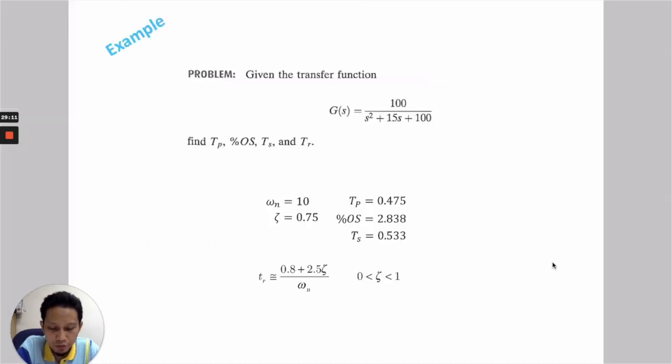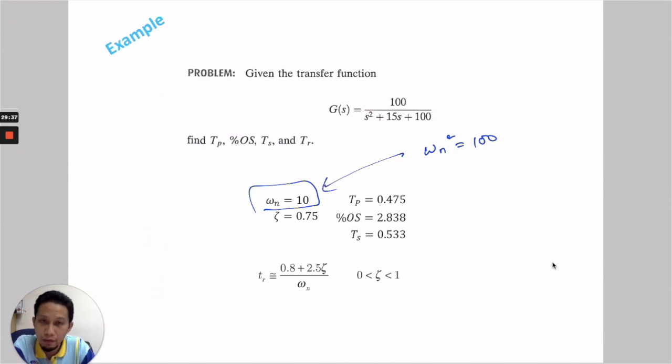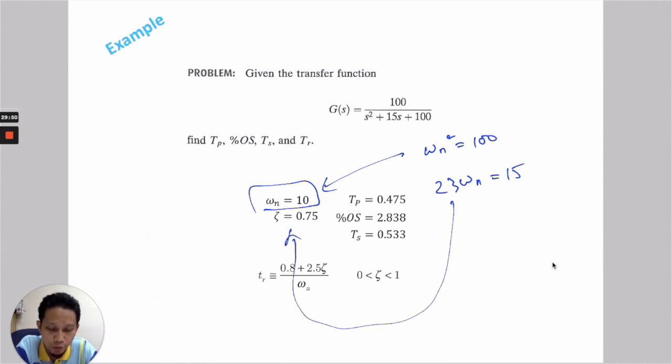Given the transfer function here, find the Tp, percentage overshoot, Ts and Tr. Actually, what we can do is just find the values of zeta and omega n. The first parameter that we need to find is omega n, because omega n squared equals 100, and then we can find omega n equals 10. And then we have 2 zeta omega n equals 15. We know the value of omega n, so we can substitute into the equation, and we have the value of zeta equal to 0.75.